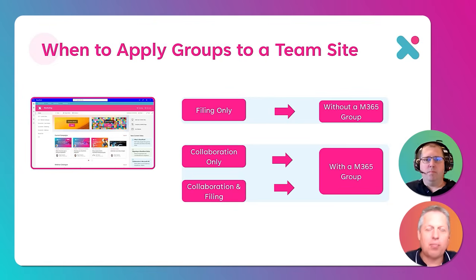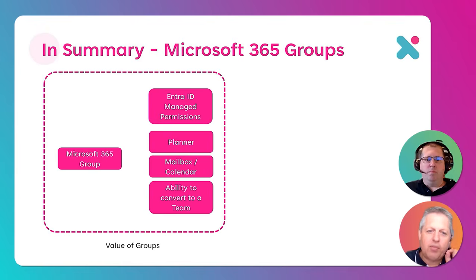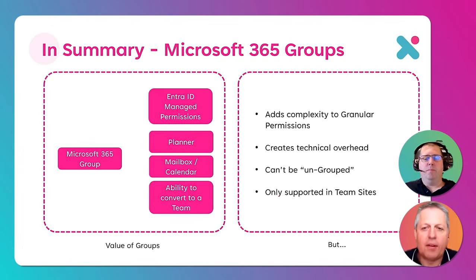So that's pretty good. I'm just going to play back what we've heard there. When we bring a group in, it's going to bring some additional value in terms of managing through Entra ID, what's called Active Directory. It's going to create a planner for you. It's going to provision a mailbox and the associated calendar, and also the ability to convert and connect to a team. So that's the good stuff, Ben. What's the counter to that?